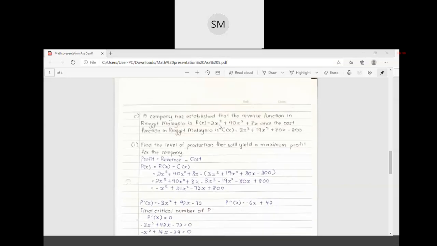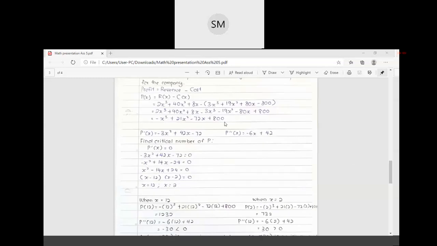Here I have derived it. So given the revenue and cost over here, from the question we know we got the revenue function, this, minus the cost function over here. So we get the answer, this one: negative x cubed plus 21x squared minus 72x plus 800.